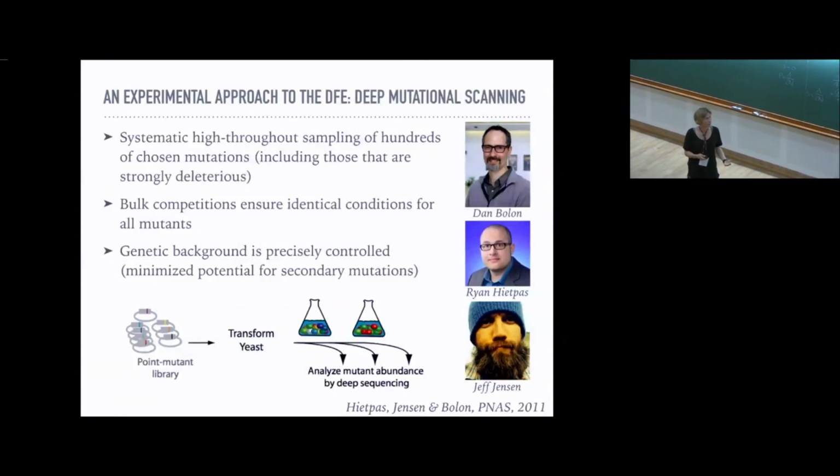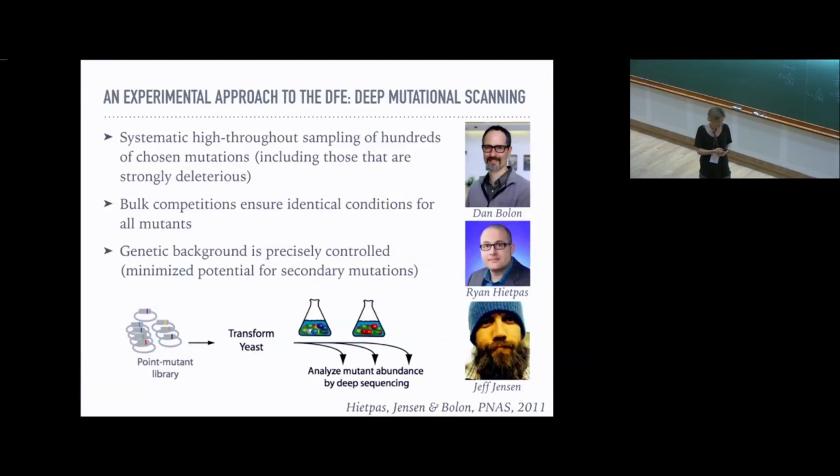And so it's unbiased. And then because we have these bulk competitions in the lab, all of the hundreds of mutants are grown in the same environment. And so the environment is really as similar for them as it gets. And because the experiment is run over a very short time frame, the probability that secondary mutations will appear is very low. And even if they would appear, they would probably not in that time really affect how the frequencies of those chosen mutations are changing.